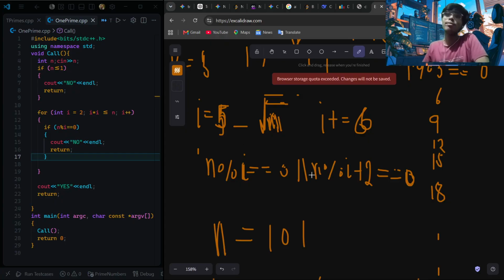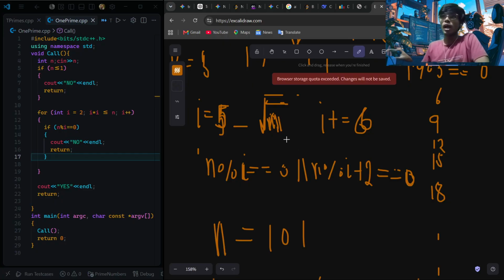Okay, and if that number is divisible by any of these, it means that this number is a composite number. Because what I know is that if this is a prime number, it will never be divisible by any other number except one and itself.